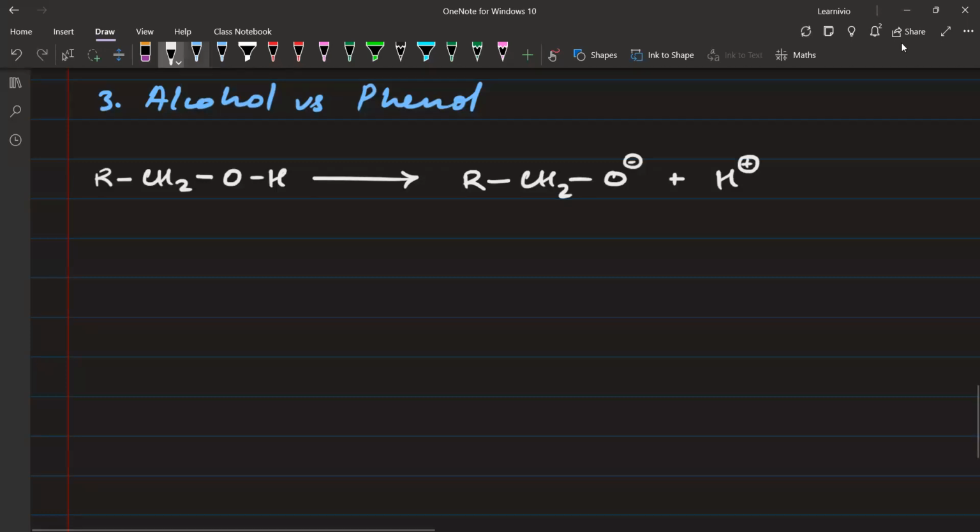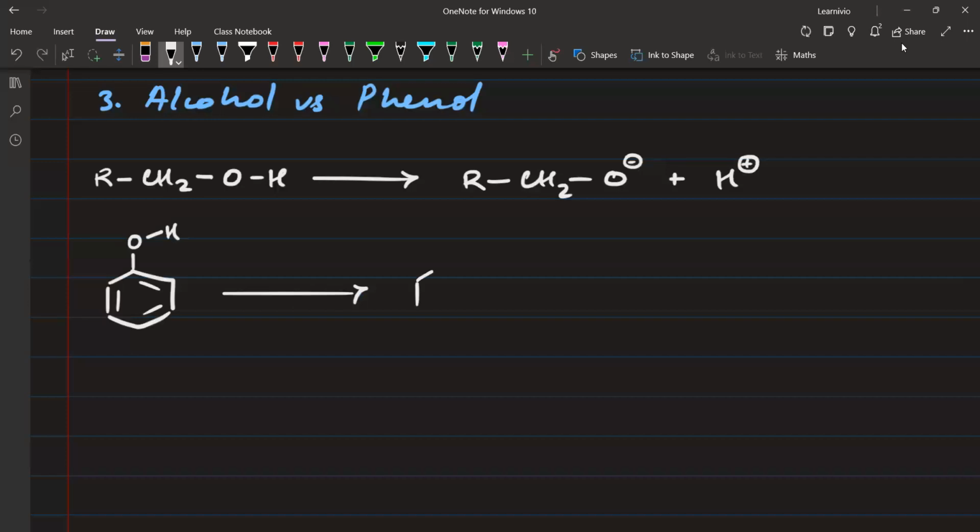Now we already know that it is unstable because of the plus I group. Now what happens with phenol, that we have to see. So phenol is something like this. We have a benzene ring, which has OH connected to it. Now it will break into phenoxide ion. We have double bond, double bond, double bond, and here O negative, plus we are obviously going to get H positive.